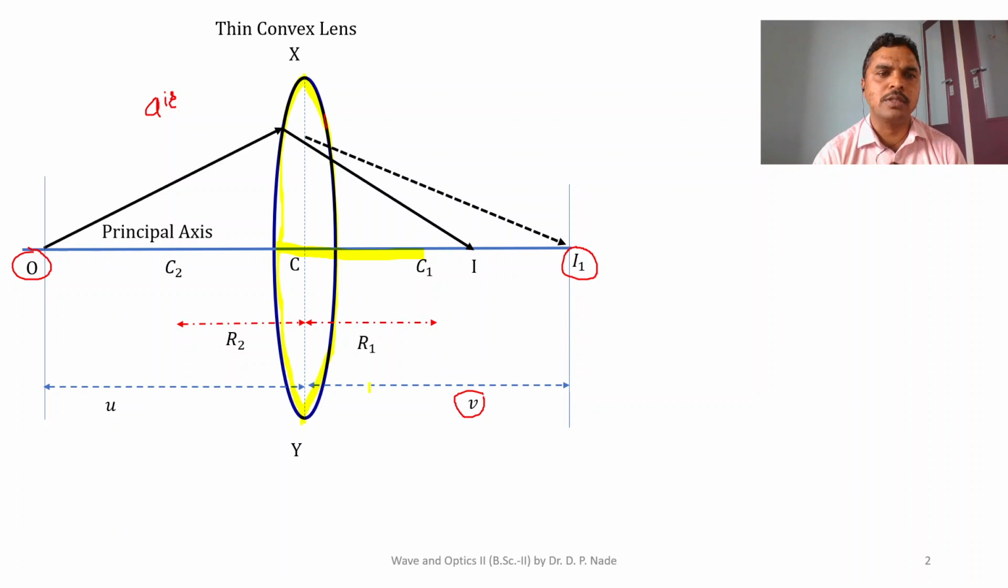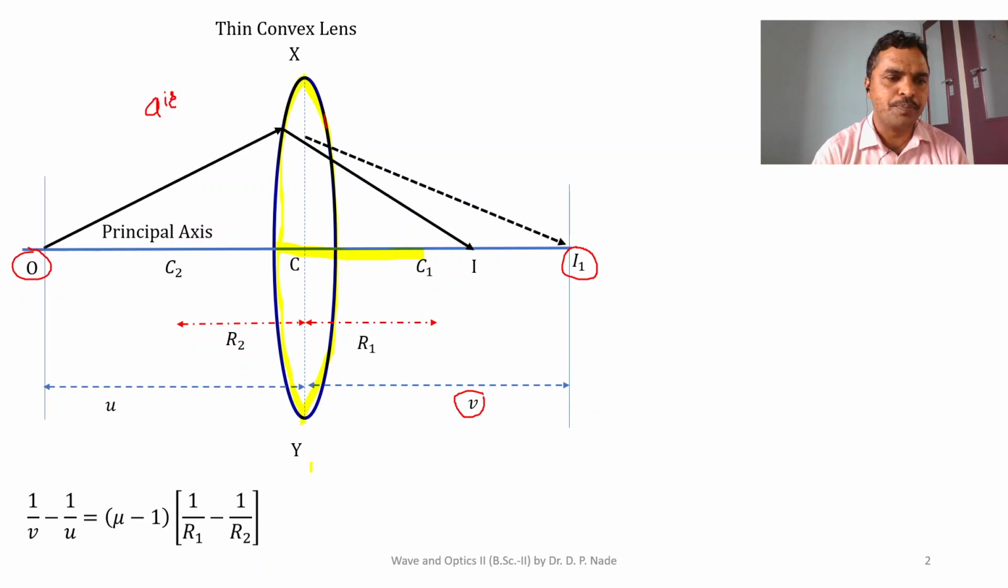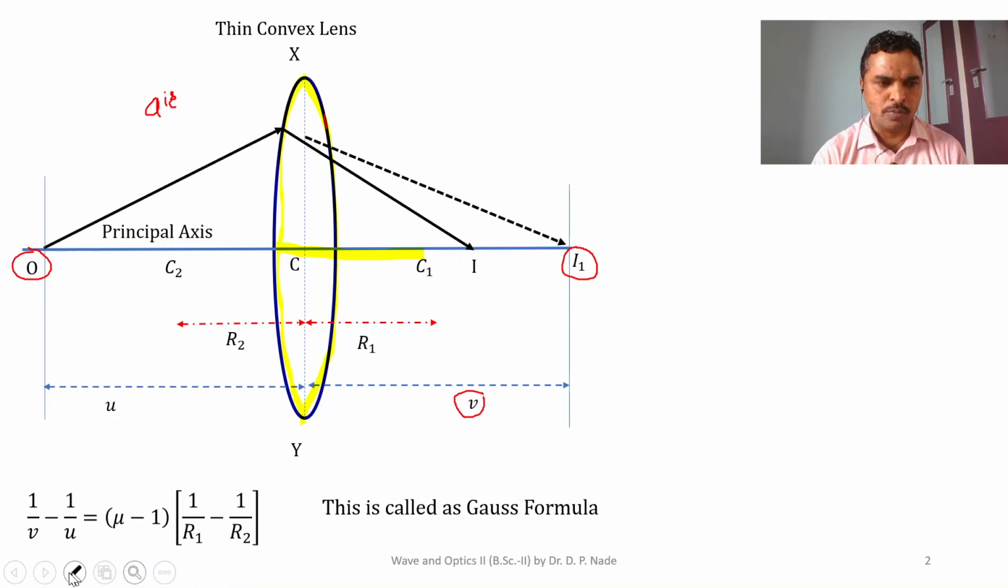We can find out the relation between R1, R2, V and mu. That relation is simply given by this formula: 1/V minus 1/U is equal to (mu minus 1) into bracket (1/R1 minus 1/R2), where mu represents the refractive index of the medium. This formula is called the Gauss formula. Now suppose this object is at an infinite distance.